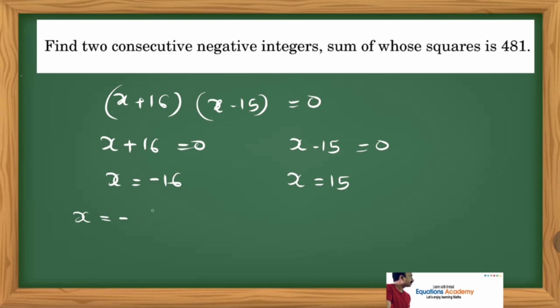So the two consecutive numbers are, one x equal to minus 16, the other is x plus 1, which is equal to minus 16 plus 1, which is equal to minus 15. Therefore the two consecutive numbers are, one is minus 16, the other is minus 15.